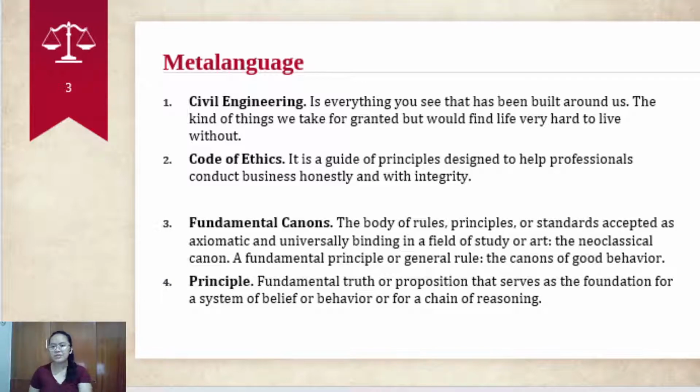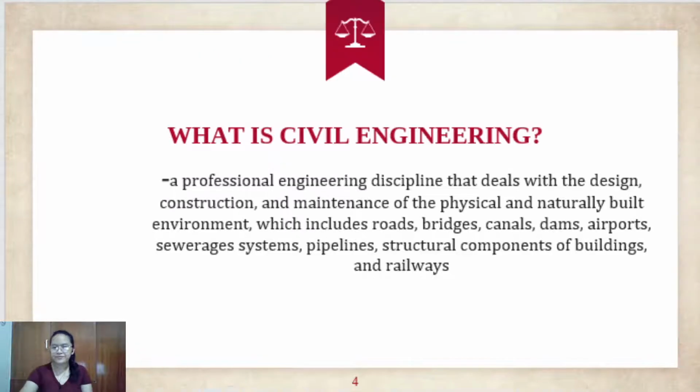So before we proceed to the code of ethics of civil engineering, let us first discuss what is civil engineering. Civil engineering is a professional engineering discipline that deals with the design, construction, and maintenance of the physical and naturally built environment, which includes roads, bridges, canals, dams, airports, sewerage system, pipelines, structural components of buildings and railways, and also civil engineering, possibly the oldest engineering discipline.